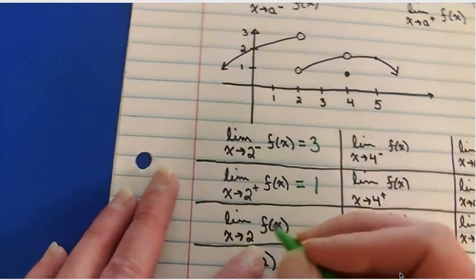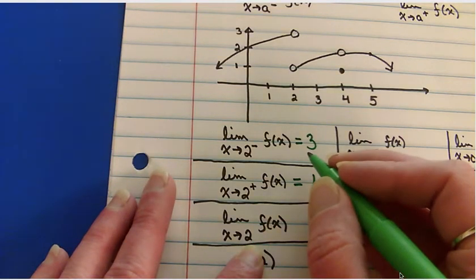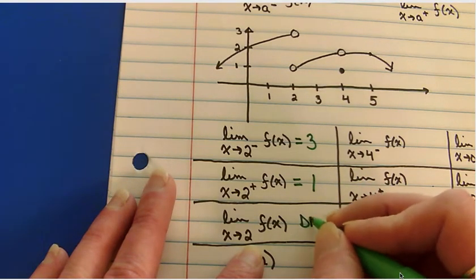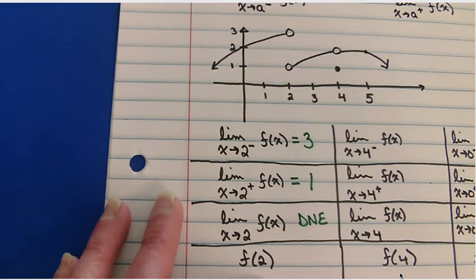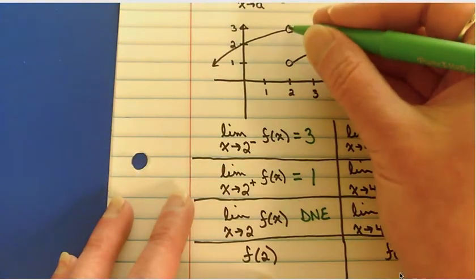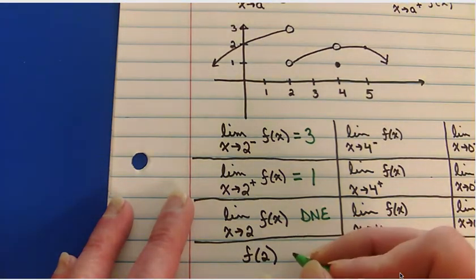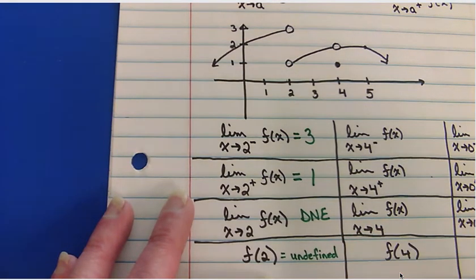So what is the limit as x approaches 2? Well, the left side is approaching 3. The right side is approaching 1. So the limit does not exist. Now, I also just threw in, what's f of 2? Well, at 2, both of these have open circles. So this is undefined. There is not a point defined for 2.